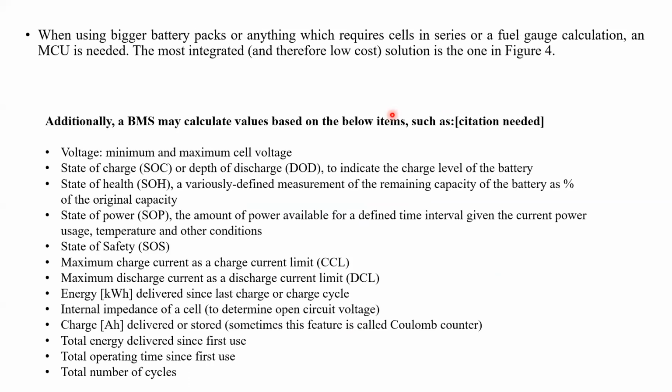Additionally, what exactly does a BMS do? First, voltage: the minimum and maximum cell voltage. It should monitor the voltage. Because of a network issue, I'm connected through my mobile, so some voice is not clear. The battery management system should monitor the voltage levels, that is, the minimum voltage level and maximum voltage level in each cell of the battery.